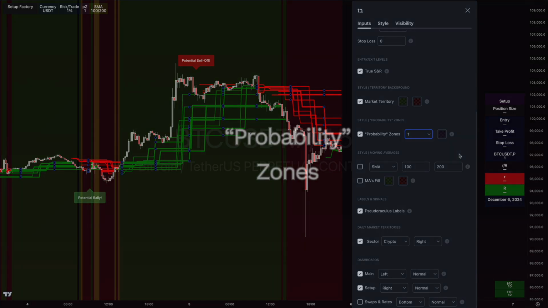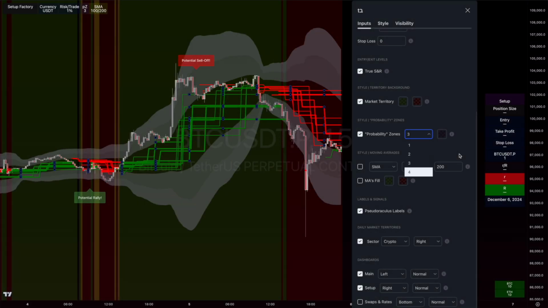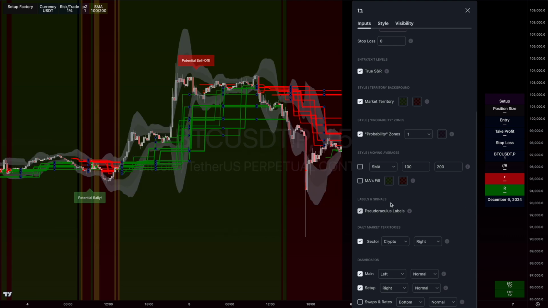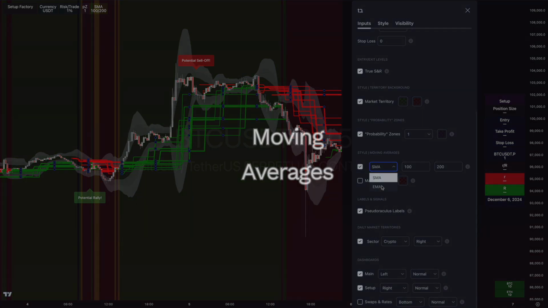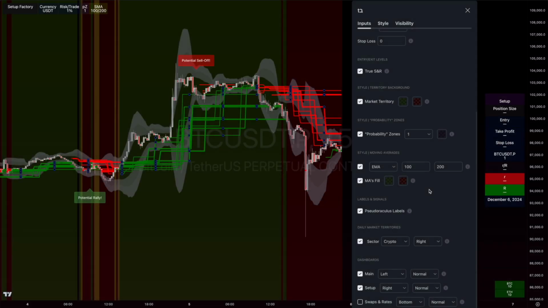But wait, there's more. Activating any of the 4 probability zones helps you fine-tune price extremes for better entries and exits, and gives you a head start on big market moves. Regardless of your trading strategy or style, moving averages can be a powerful tool. Activate them and tailor them to suit your preferences.